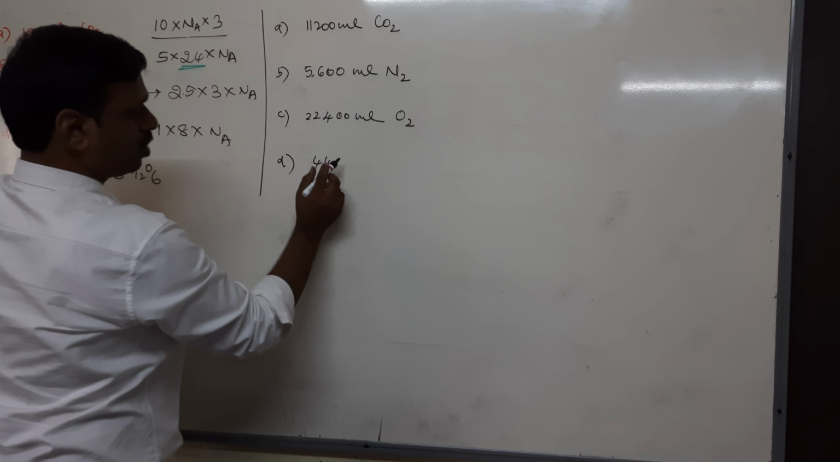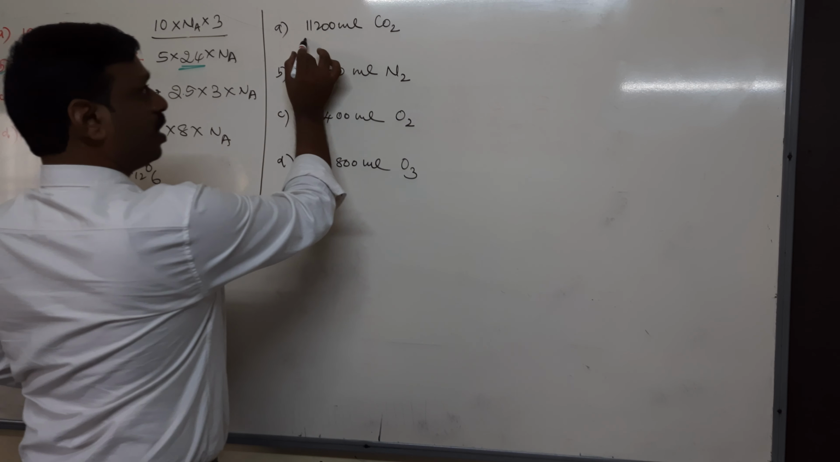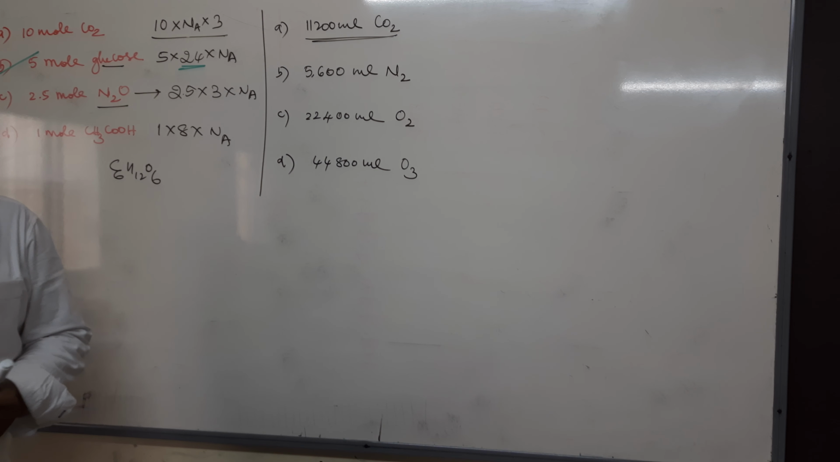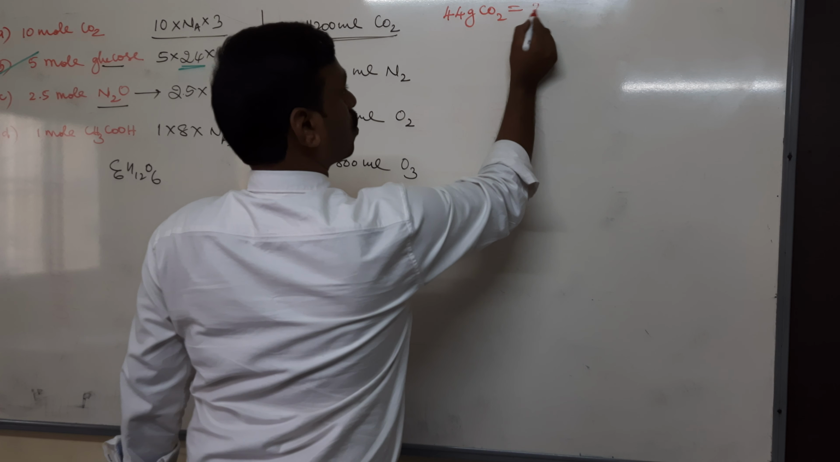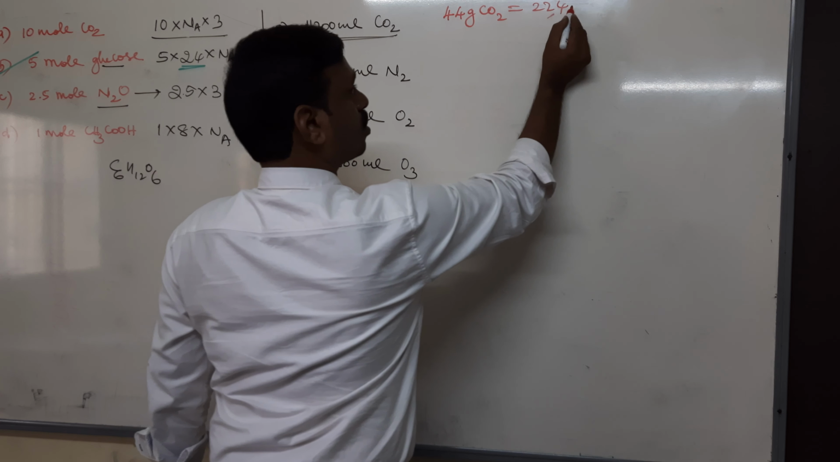Here volume is given. See, when volume is given, you convert into mass. How do you convert volume to mass? Tell me, it is CO2, no? What is the molecular mass of CO2? 44, no? We know that 44 grams of CO2 is equal to what volume? 22.4 liters, no? This we know. Because 44 gram is the molecular mass, this molecular mass is equal to gram molar volume. So 44 gram CO2 is equal to 22,400 ml of volume.